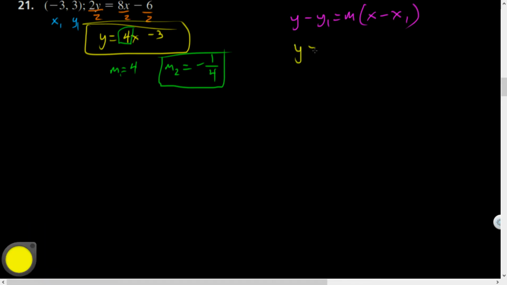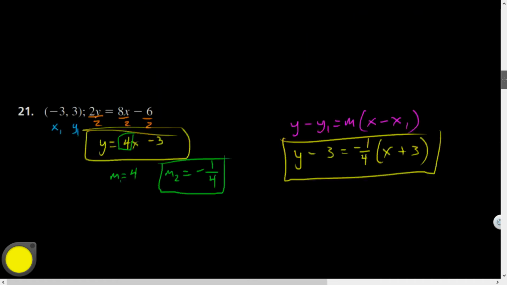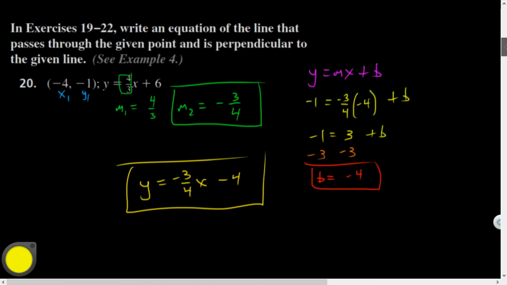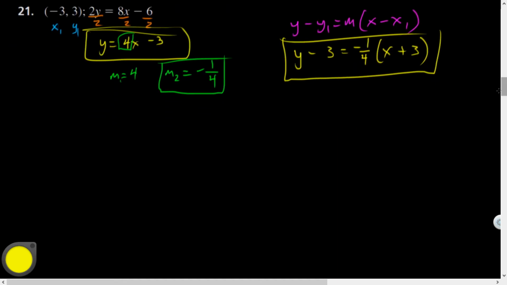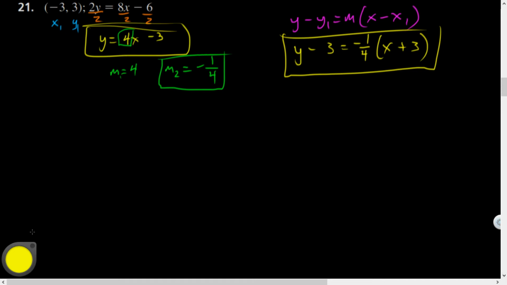So I'll have y minus y1, so that's y minus 3, equals -1/4, parentheses, x minus a -3 becomes plus 3. So here's my equation in point-slope form. Did they specify what form it had to be in? No, they just said write the equation of a line. Technically, I'm done. However, if I wanted to convert that into slope-intercept form, do you guys remember what I would do? I would add 3 to both sides eventually. I would distribute first. You could technically add 3 and then distribute. You'd be fine.